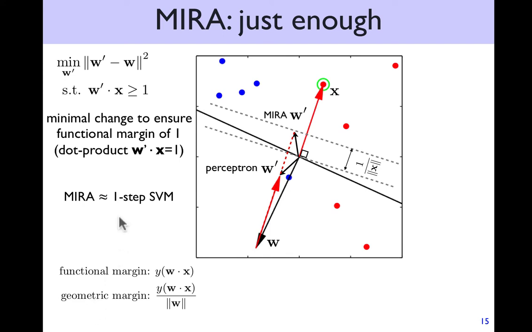And here, we can see that you can rephrase Myra as an optimization problem. That is, you want a minimum change to your current weight vector W, minimum change in terms of Euclidean distance.